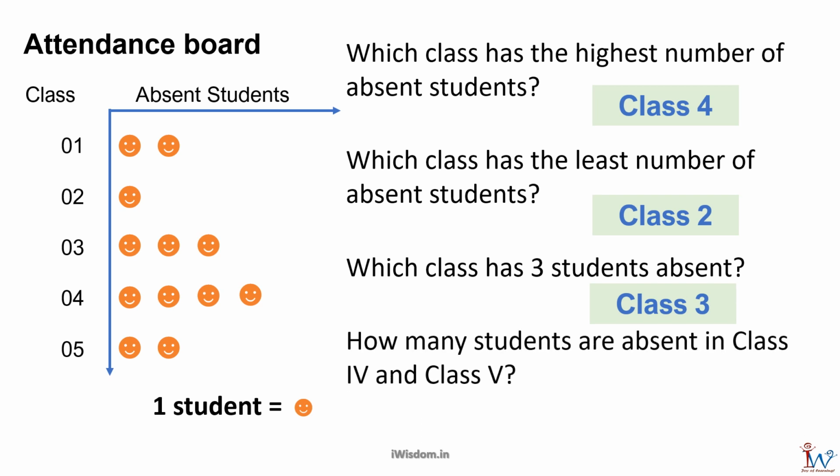How many students are absent in class 4 and class 5? Class 4 has 4 students absent, and class 5 has 2 students absent. So in total 6 students. Excellent.